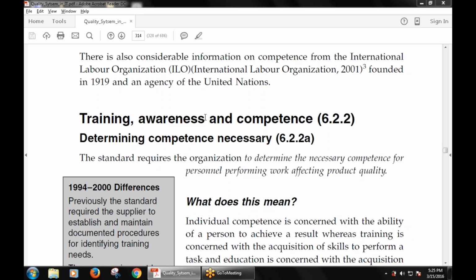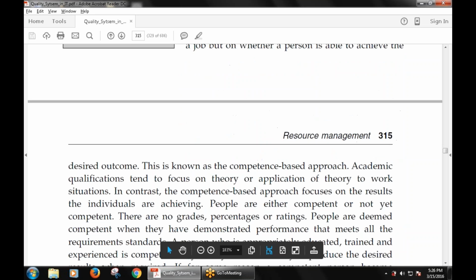So, determining the competence necessary. Whatever competence is necessary, that is able to determine the necessary documents required for the personnel performing the work affecting the product. Whatever the criteria that affect the process are used for determining the various resources for performing the work affecting the product and the services. Individual competence is concerned with the ability of a person to achieve a result, whereas training is concerned with the acquisition of skills. Whatever the requirement for the skills is required for the personnel.